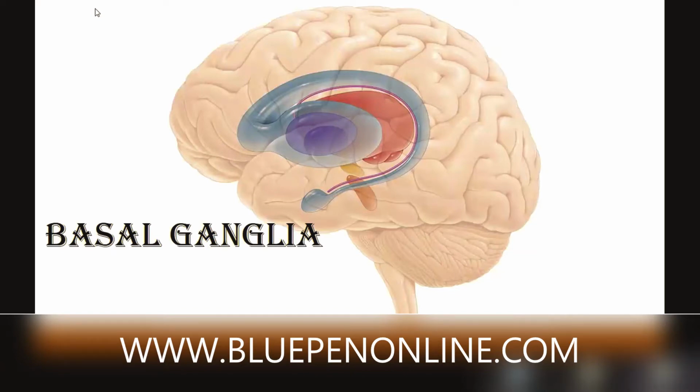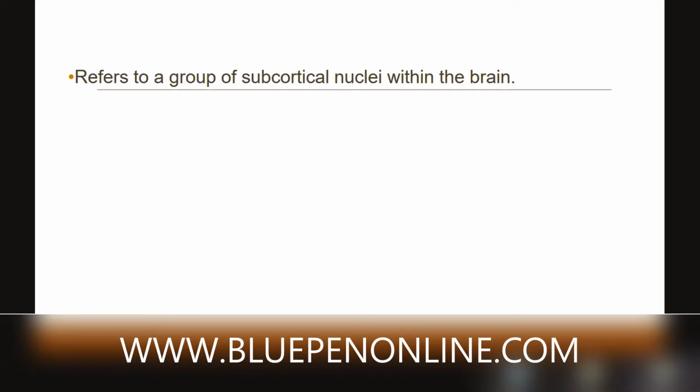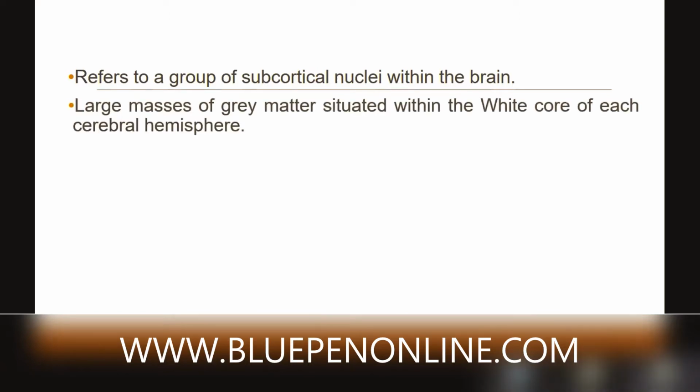And basal ganglia comes in close association with the cerebral cortex. Basal ganglia is a group of subcortical nuclei within the brain. It is otherwise known as basal nuclei also. So basal ganglia is a cluster of nuclei seen in the brain. It is gray matter seen in the white core of each cerebral hemisphere. So in each cerebral hemisphere, we can see this basal ganglia, and they are masses of gray matter.